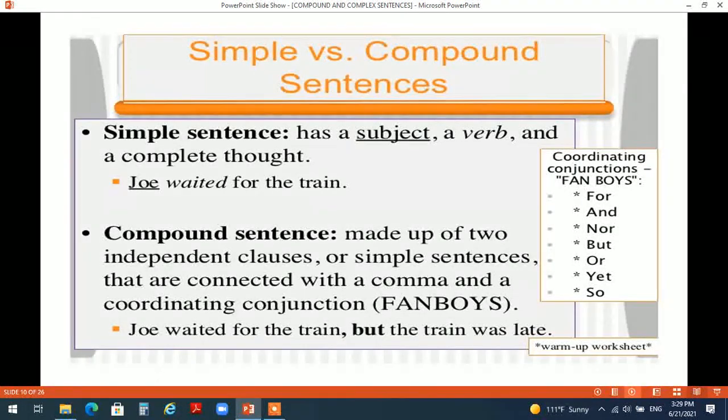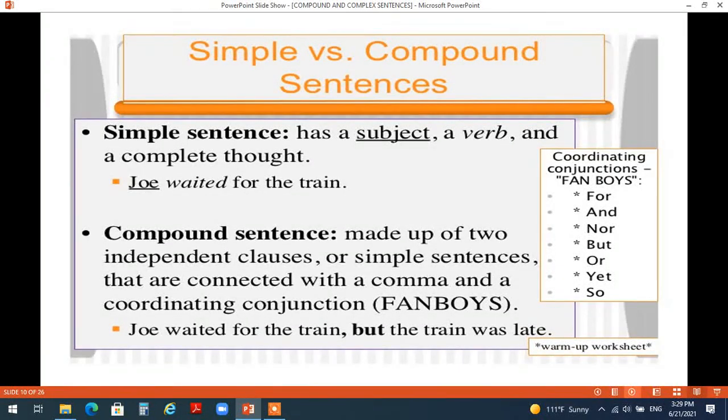As for the compound sentence, it is made up of two independent clauses or simple sentences that are connected with a comma and a coordinating conjunction, one of the fanboys. So the compound sentence consists of two independent clauses or two simple sentences linked using a comma and one of the coordinating conjunctions, one of the fanboys. For example, Joe waited for the train, but the train was late.